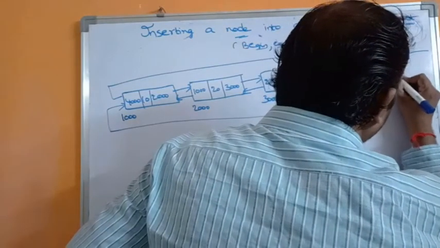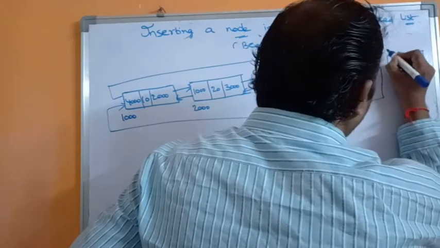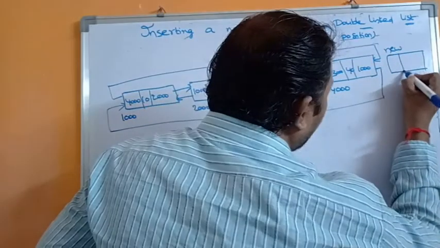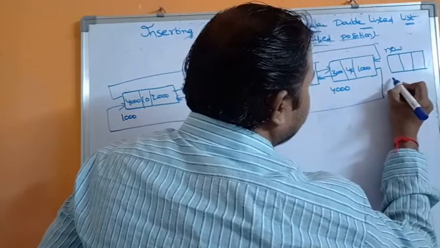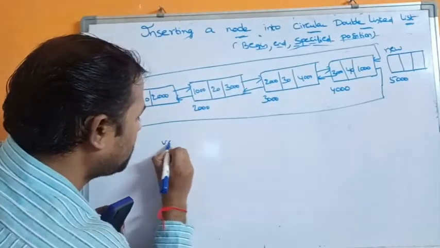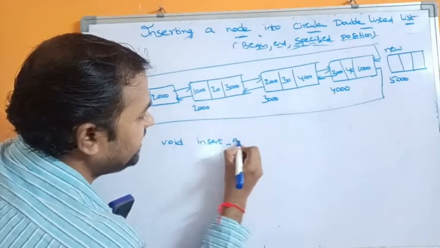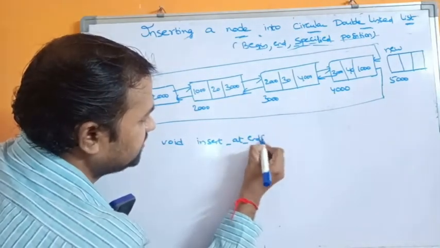So here we want to insert the node at the last position. We are allocating the memory with the help of a node named new. So allocate memory for the new node. Here the node contains 3 fields. Let the address be 5000. Let us write the function now. So void insert underscore at underscore end position.